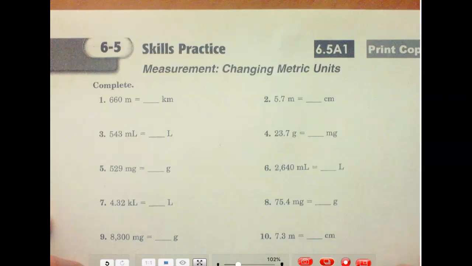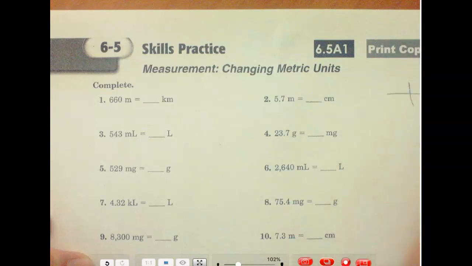Hi, this is a tutorial on 6.5A1, converting metric units, or changing metric units, converting from one unit to the other. I have a video on this where you can do it using the box.